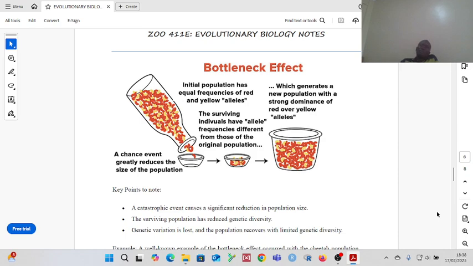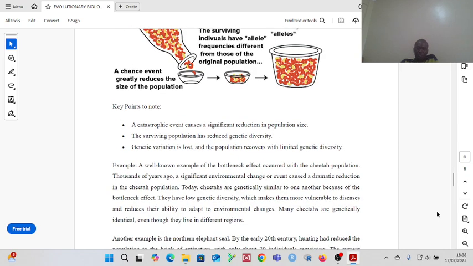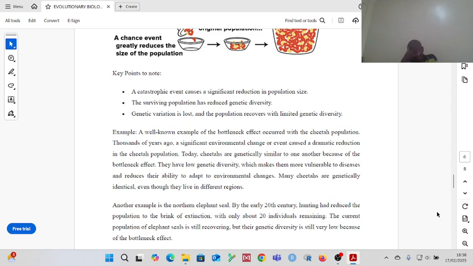Okay? So with the bottleneck effect, the key point to note is that there is an event, a catastrophe, that leads to a significant reduction in population size. Okay? So the population is not decimated in total. They don't all die. Out of maybe 100, they could survive like 40 or 50. Okay? So what happens now, because of the reduction in the population size, is that the ones that survive will eventually have a different allele frequency compared to the initial population before the catastrophe.